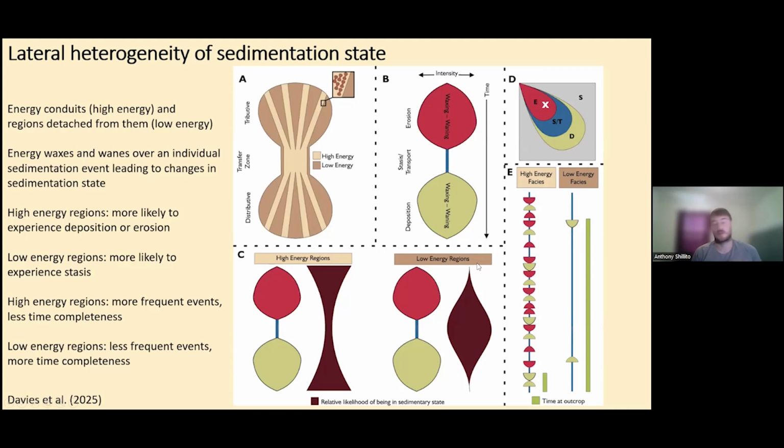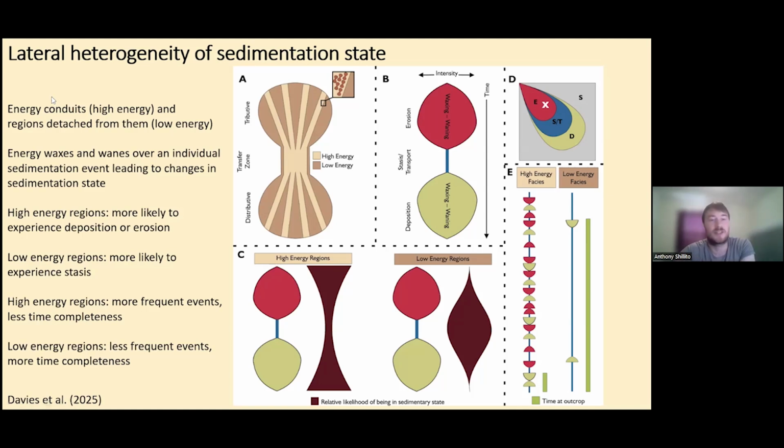But in order to get a better idea of how we can use them, how we can use bedding planes in general, we also need to consider where we're going to see these true substrates within broader systems and how the durations of stasis are going to vary within systems, because many sedimentary systems are extremely laterally heterogeneous. So we might get energy conduits within these systems. So here, using a fluvial example, that are high energy, and then regions detached from these conduits, regions between them, that are low energy. So again, using a fluvial example, we might say our energy conduits are the channels. The regions detached from them are floodplains, where typically they're low energy apart from infrequent events.